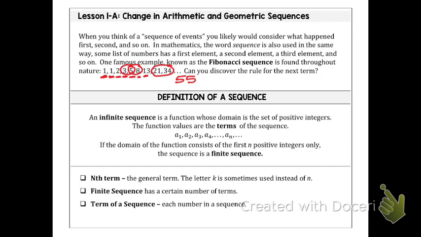But it says if the domain of the function consists of the first n positive integers only, then that sequence is a finite sequence. So if it only contains a certain number of terms and doesn't keep going, it's finite. If it keeps going, it's infinite. So a little bit of vocab here. The nth term is just your general term. The letter k is sometimes used instead of n, so I might say the kth term. A finite sequence has a certain number of terms. Remember, infinite keeps going. And a term of a sequence is just each number in the sequence.